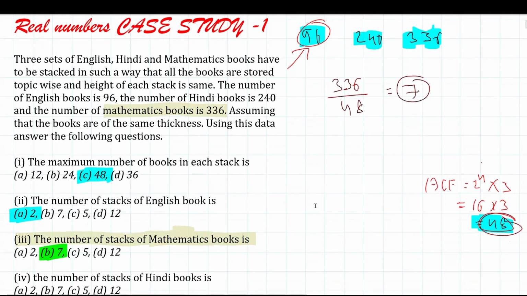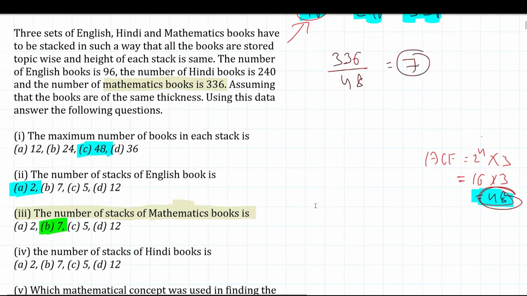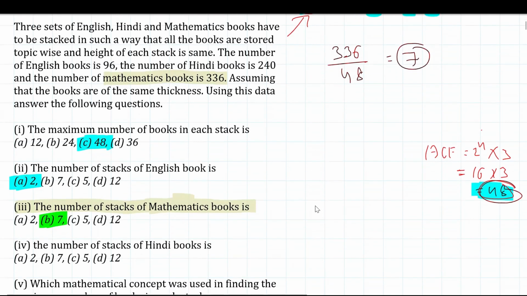Now we are going to do the other parts over here. If I see the same way, it's all the same: the number of stacks of Hindi books, and how many Hindi books are there? They are 240 in number. So needless to say, the number of stacks will be 240 divided by 48. That's reduced by 5 times, right? So we got this as 5.